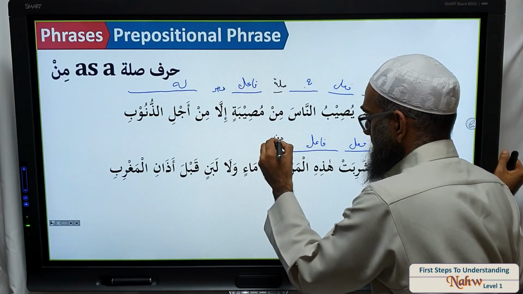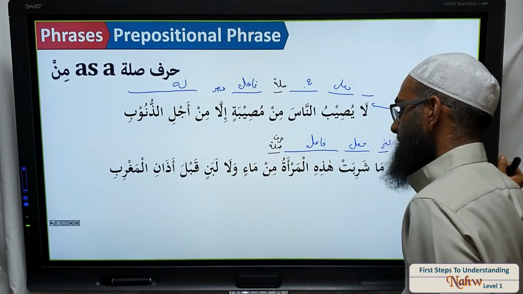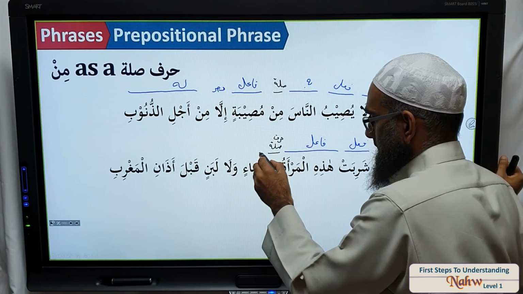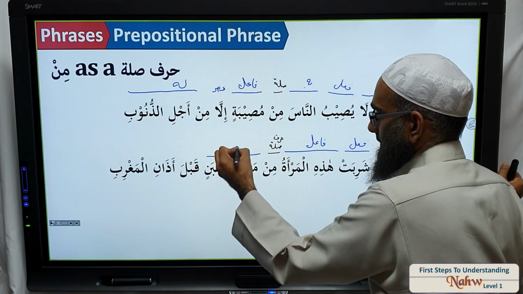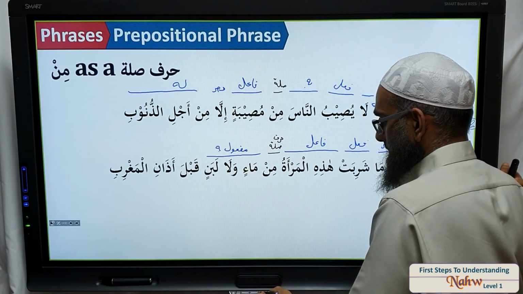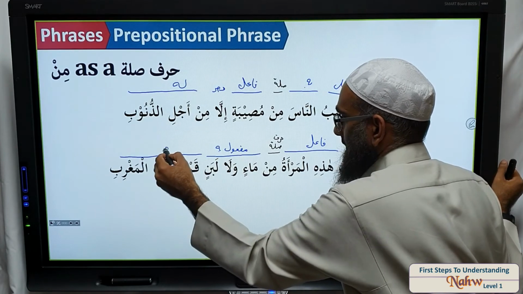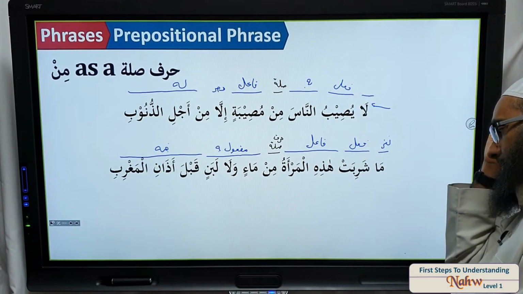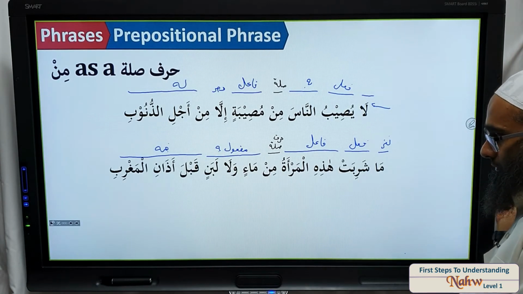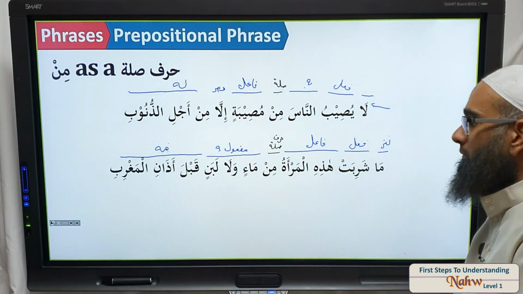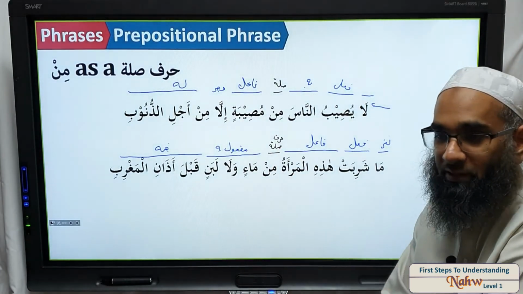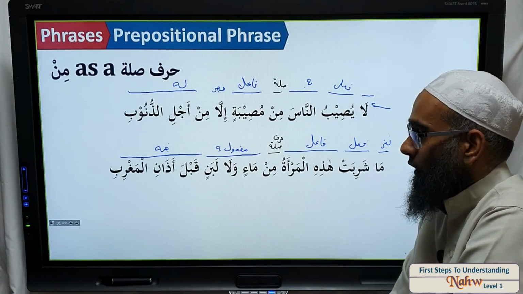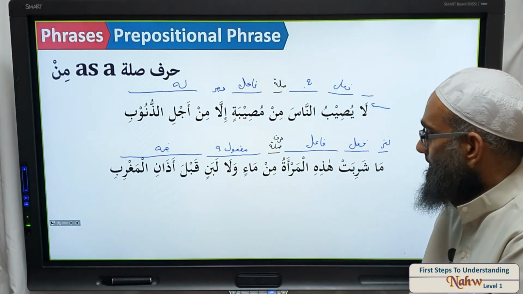Yeah, harf sila. Okay. Good. مفعول به. مفعول فيه. Translation. So this woman, you could put in here هذه المرأة الصائمة. So this woman did not drink any milk or no water before the azan of Maghrib.